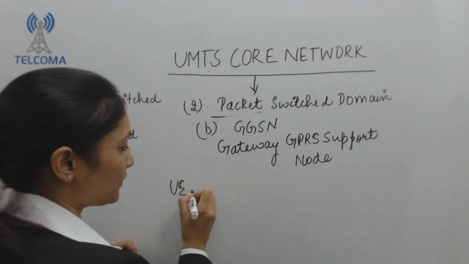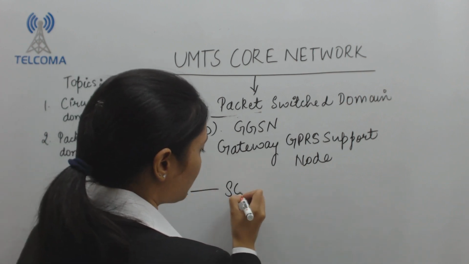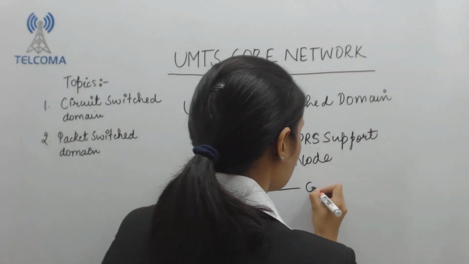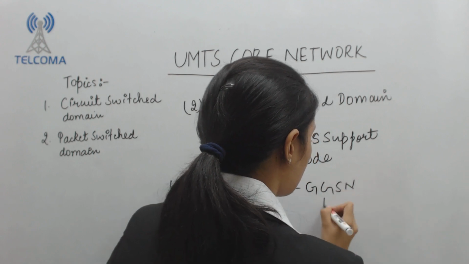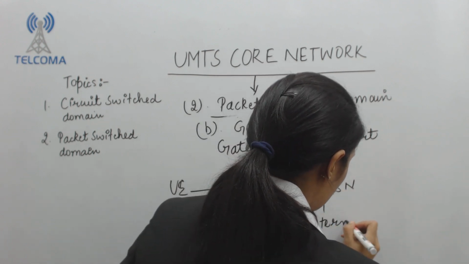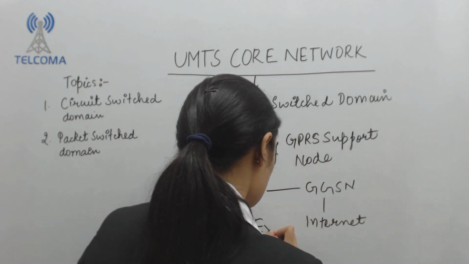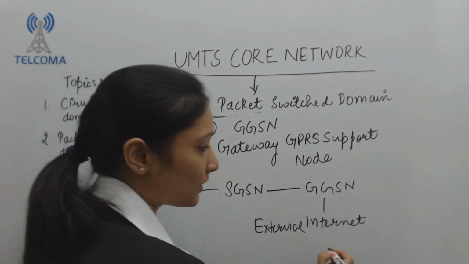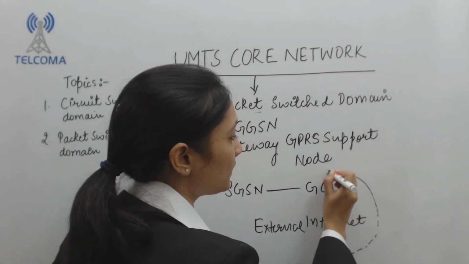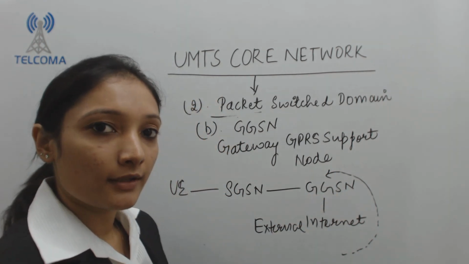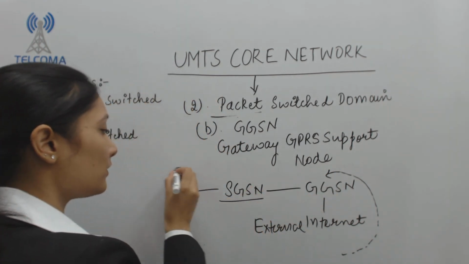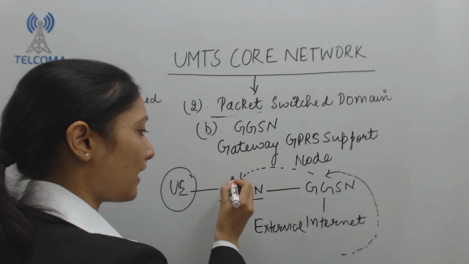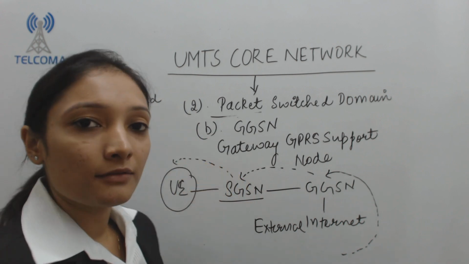This is the user. Then you have attached SGSN when you're using the data services, and then we have GGSN, which is further connected to the external network. So that means any data packet which is coming from this direction will firstly go to GGSN. Then GGSN will check the active SGSN for a particular user, and then it will forward those data packets to SGSN, and then it will forward them to the respective users.